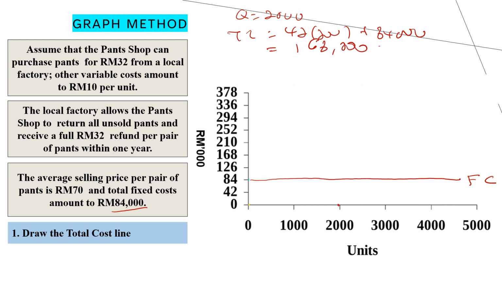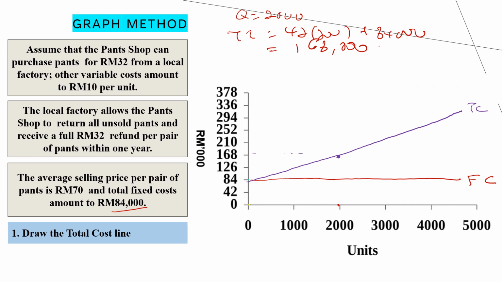So this is 168,000. I'm using a different color to plot it. 2,000 here, so something here. From this you can draw from the fixed cost. Okay, so this line we consider as your total cost.